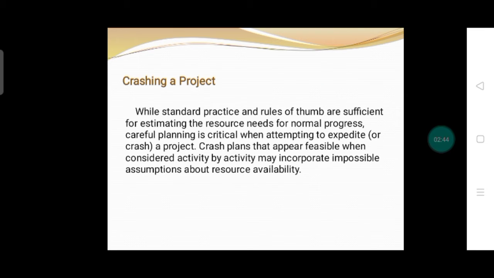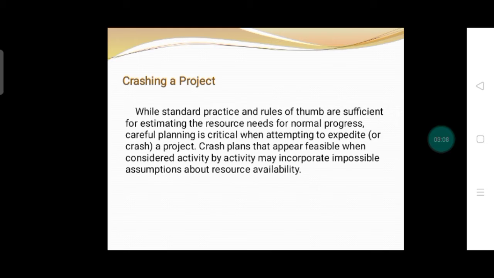Crushing a project. While standard practice and rules of thumb are sufficient for estimating the resource needs for normal progress, careful planning is critical when attempting to expedite or crush a project. Crush plans that appear feasible when considered activity by activity may incorporate impossible assumptions about resource availability.